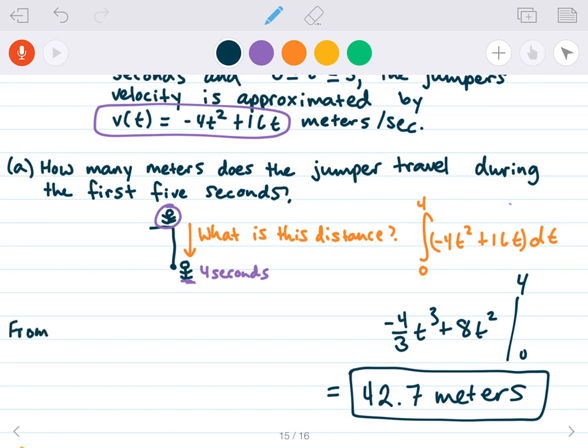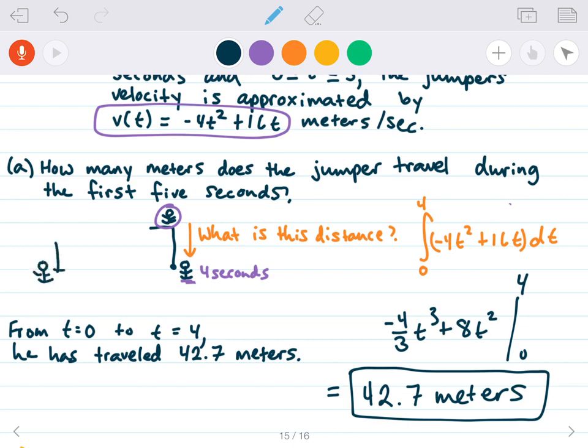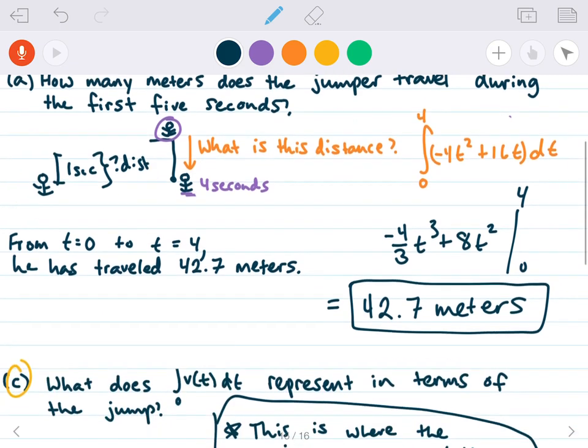So from t equals 0 to t equals 4, he has traveled, going down, jumping, 42.7 meters. All right. Now we need to figure out what he traveled in that remaining time, so once he goes back up, right? He goes back up for 1 second. And the question is, what is this distance? What is that distance that he travels in that 1 second from 4 to 5 seconds? So let's go ahead and use our integral again.